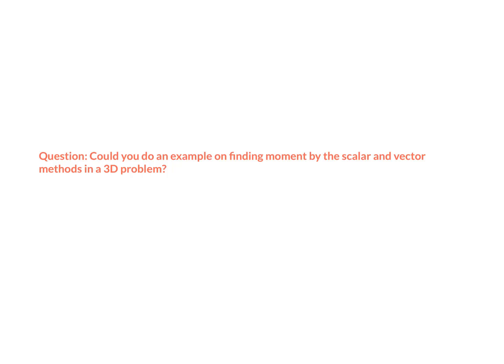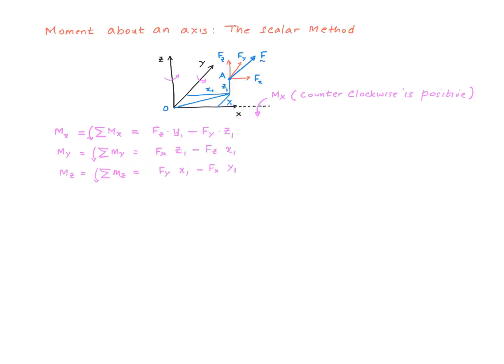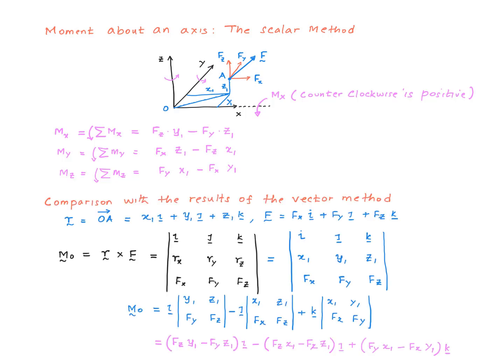The question that I have is, could you do an example on finding moment by the scalar and vector methods in a 3D problem? We covered the scalar method in another video. I don't want to repeat the details here, but here are the results we got. If you are curious about whether the vector method will lead to the same results, here is the analysis to convince yourself that it does.